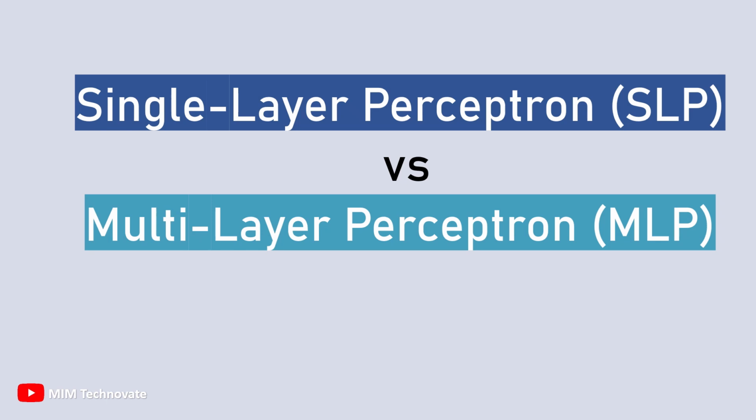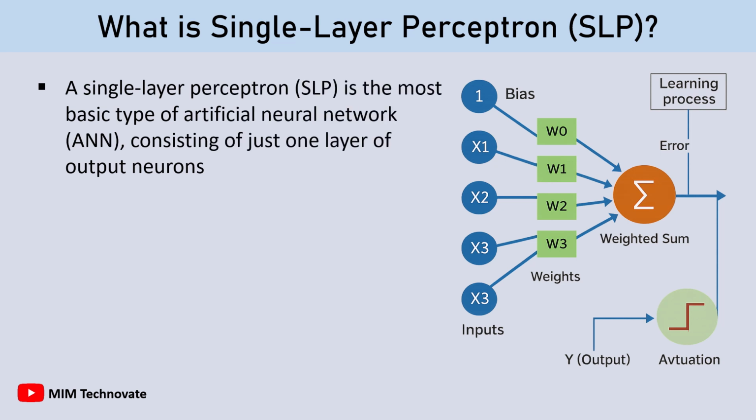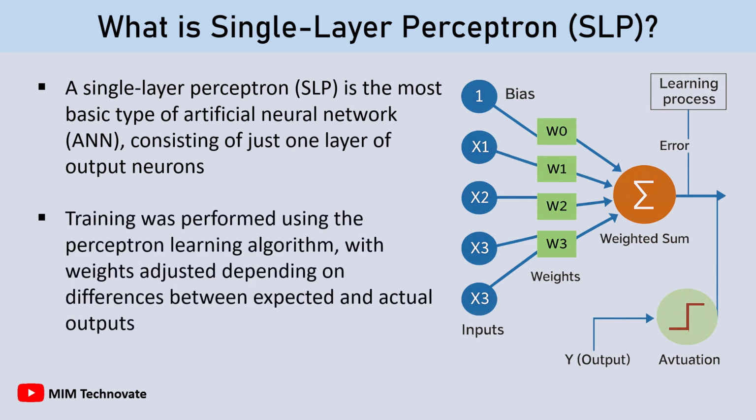Single Layer Perceptron, SLP, versus Multi Layer Perceptron, MLP. What is Single Layer Perceptron? A Single Layer Perceptron, SLP, is the most basic type of artificial neural network, ANN, consisting of just one layer of output neurons. Training was performed using the Perceptron learning algorithm, with weights adjusted depending on differences between expected and actual outputs.